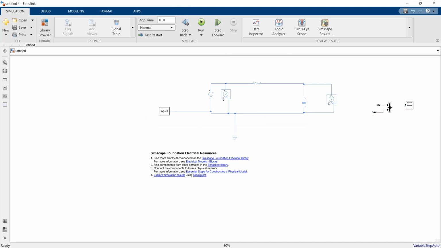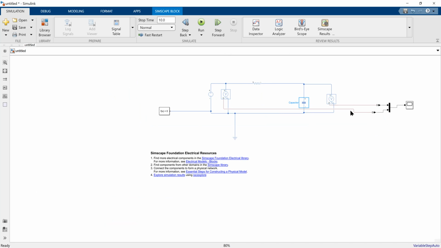What are these different components? Don't pay any attention. So this is our output. This is our input, and our voltage is 1, our resistance is 1, and capacitance is 1. So this will give us a time constant of 1 second.